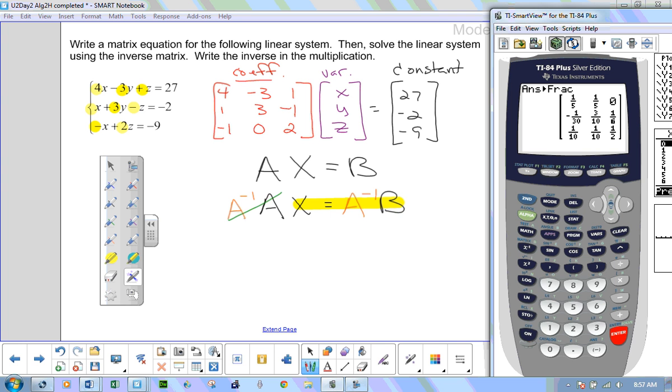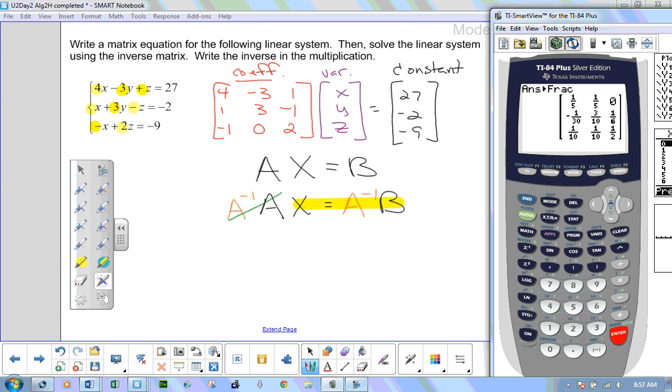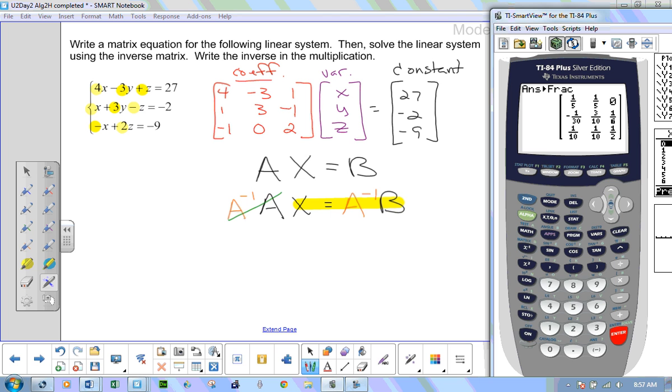And then again, what I'm going to do is commit to writing this well. So I'm going to write in orange A inverse. Okay, and I'll try and match the colors coincidentally for what I have up here. Okay, so I've got A inverse is going to be 1/5, 1/5, 0, -1/30, 3/10, 1/6, 1/10, 1/10, 1/2.